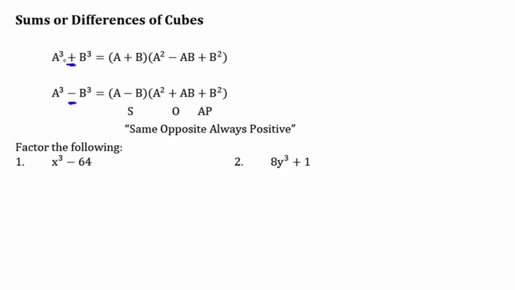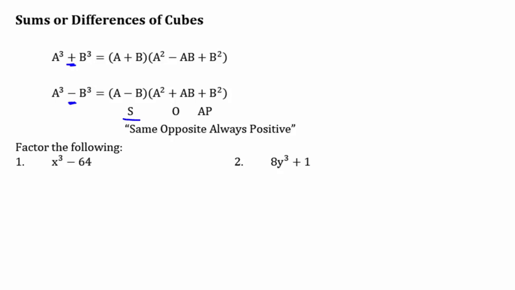Now, when you do a cubed plus b cubed, this can be factored as a plus b times a squared minus ab plus b squared. And to factor a cubed minus b cubed, the same terms, but the signs are different. We have a minus b times a squared plus ab plus b squared.